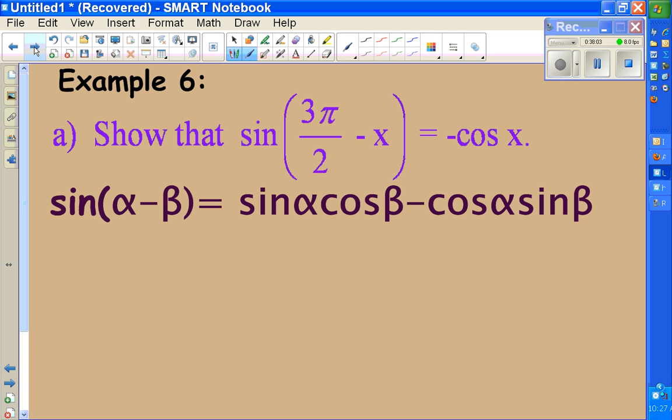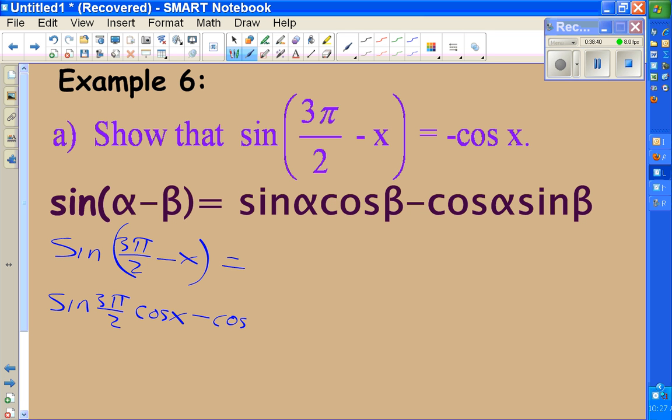When it says show, if you remember, it's the same as kind of a prove. You want to leave this side or this side alone. Which one are we going to mess with here? Right, left side. Leave the right side alone, and we're going to start with the sine of 3π/2 minus x. According to this formula, the sine of the difference of two angles is going to be the sine of 3π/2 cos x minus cos 3π/2 sine x.